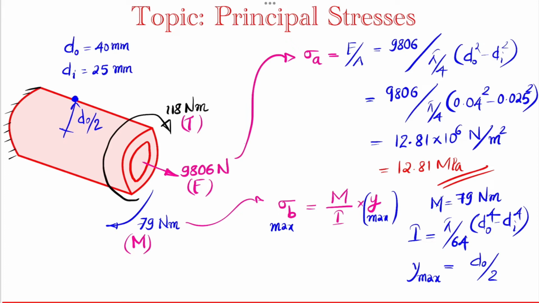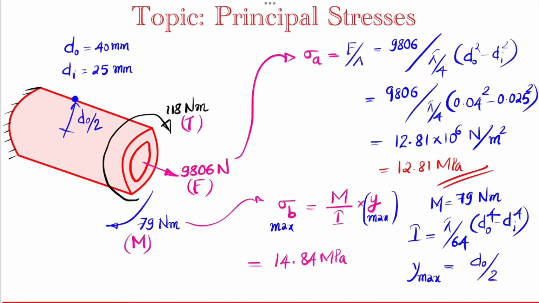Bending moment is 79 Newton meter, d o is 0.04 meter, d i is 0.025, and if you are substituting all these values, then you will be getting the sigma b max also in megapascal. The correct value to be obtained is 14.84 megapascal.